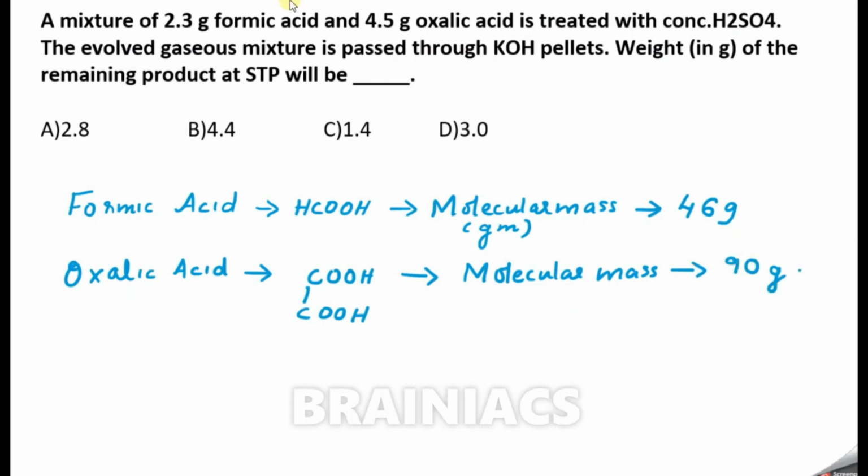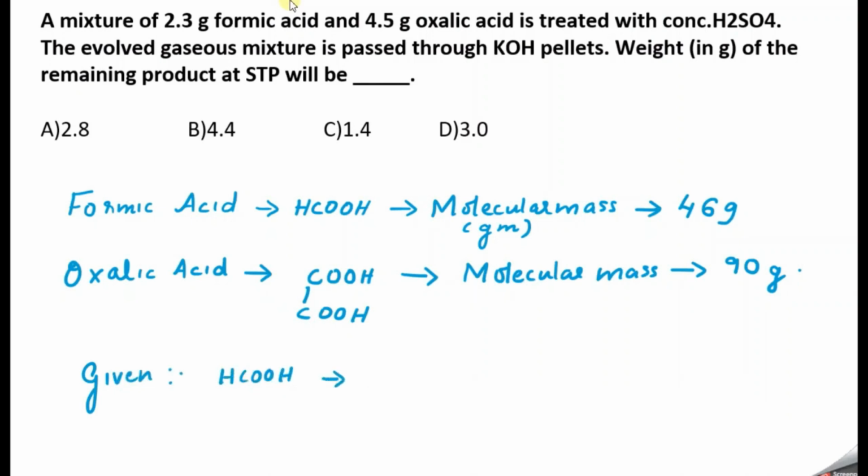90 gram. Now what they are telling: given to you is HCOOH, and the amount given is 2.3 gram. And for oxalic acid, we will write COOH twice, around 4.5 gram is given to you. Fine. Now it is treated with concentrated H2SO4.